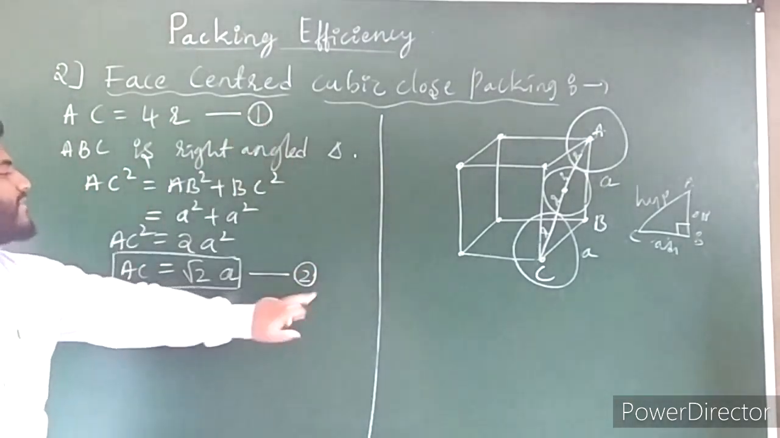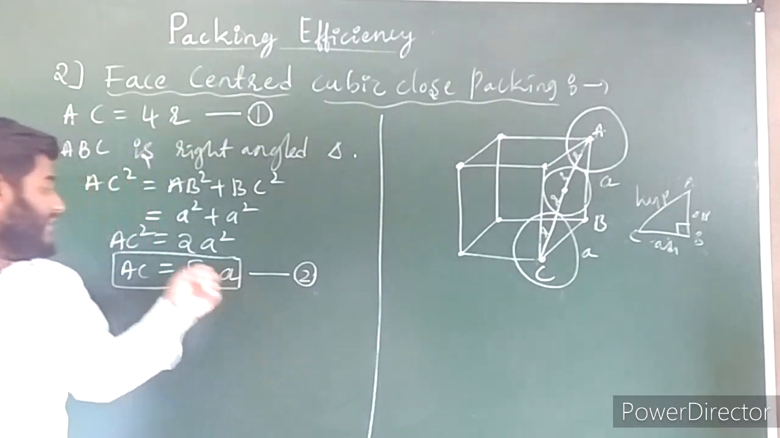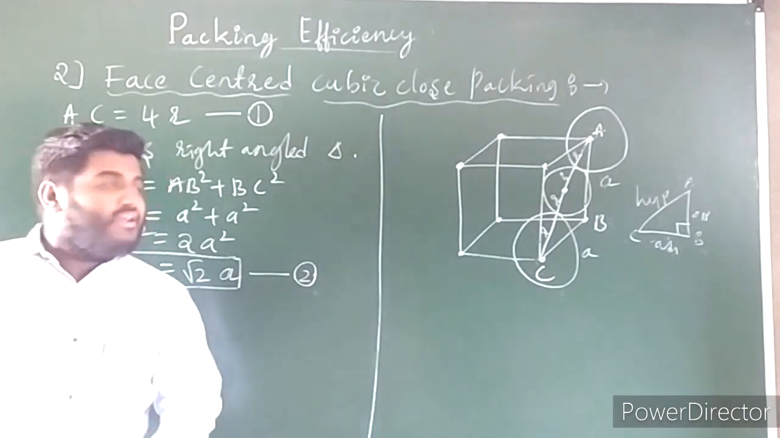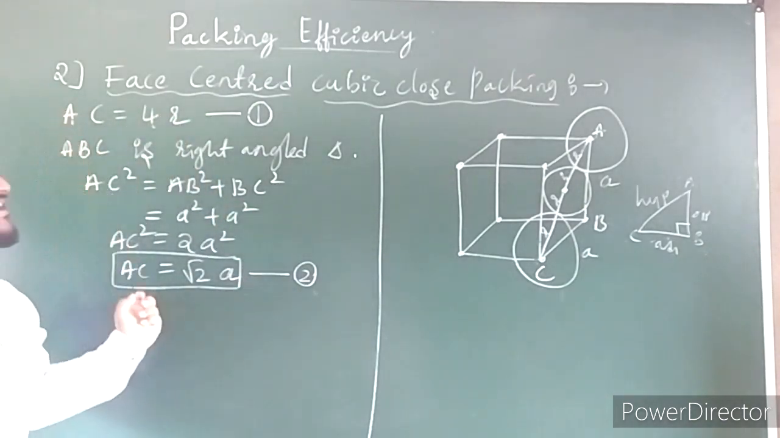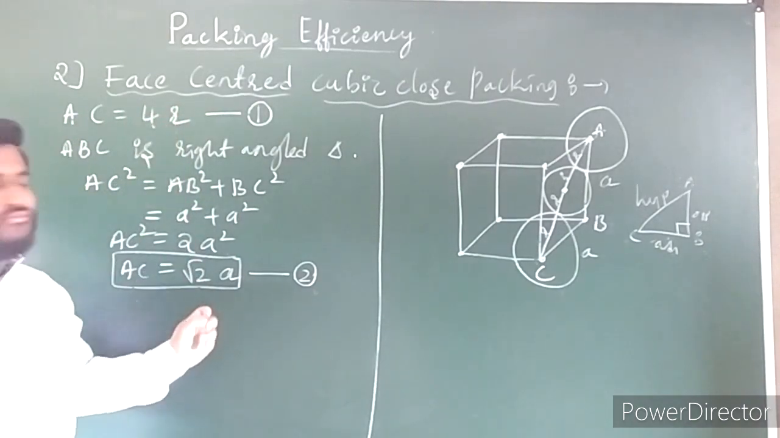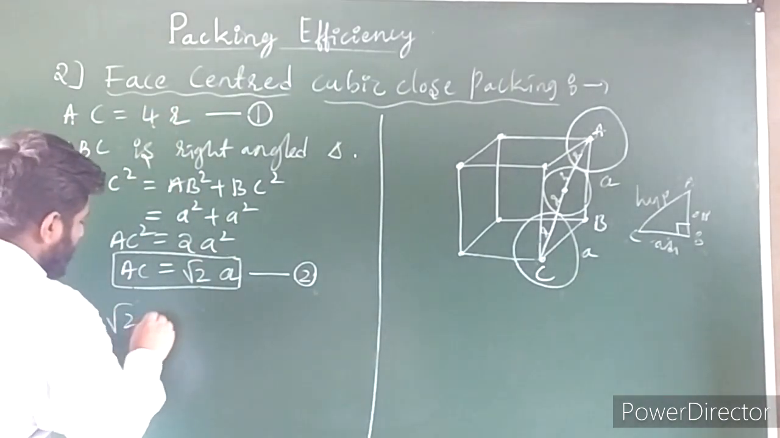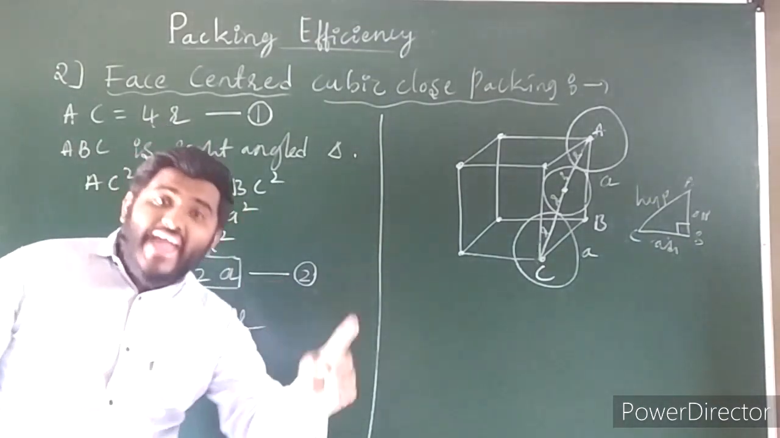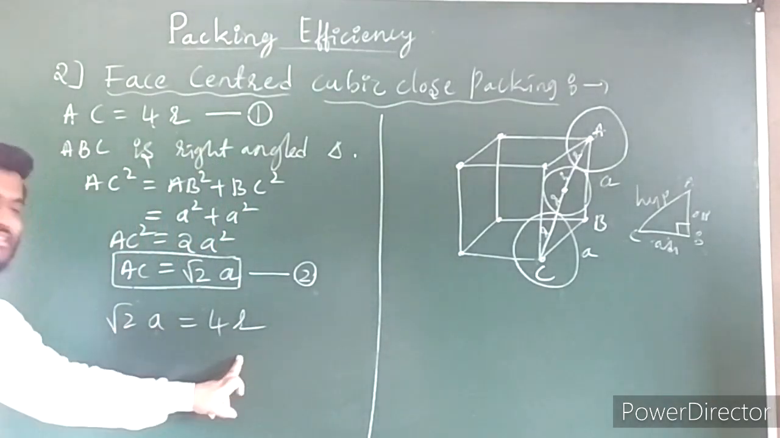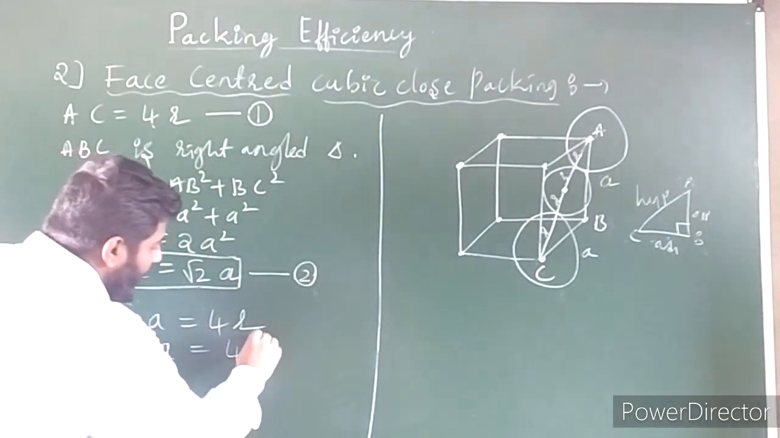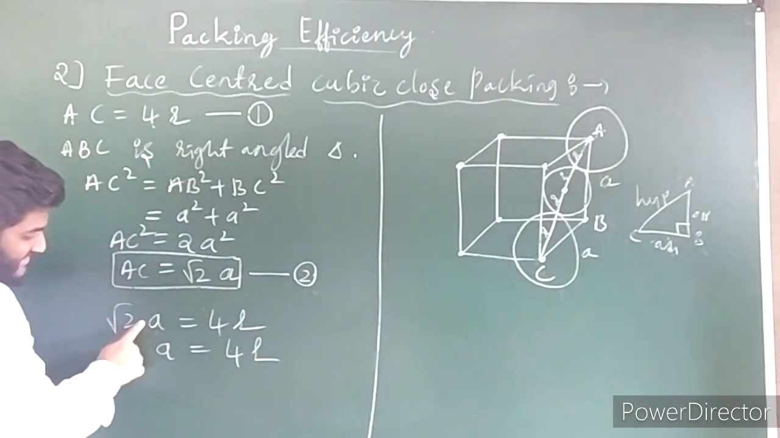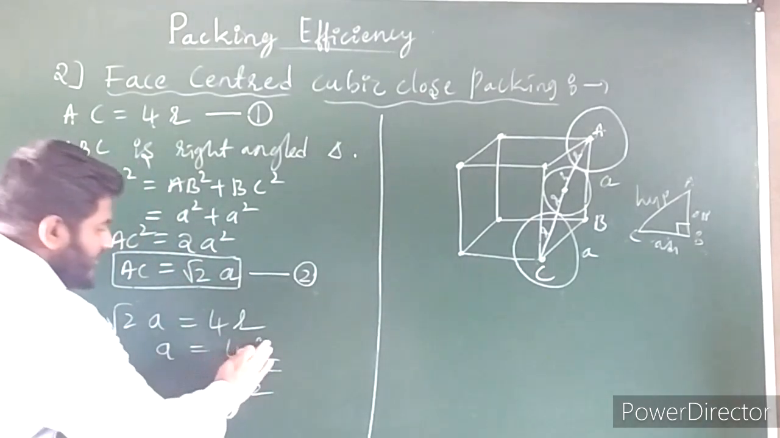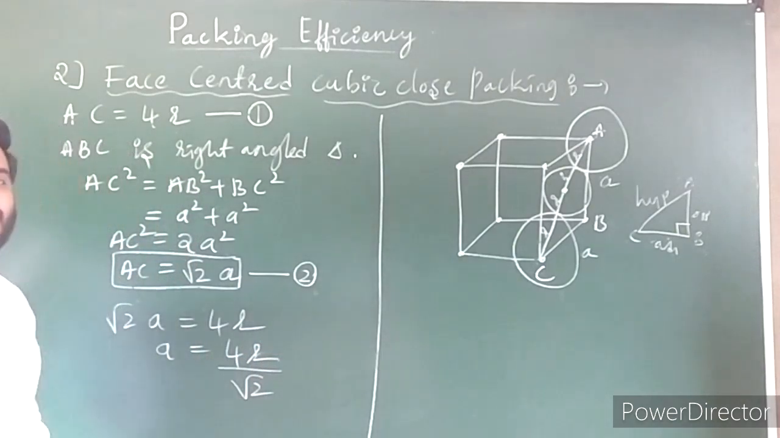From 1 and 2, carefully see here, AC is equal to 4R and AC is equal to root 2 a. The left side is AC in both, and if the left sides are the same, the right sides must also be equal. Therefore root 2 a is equal to 4R. In all cases, what do we have to find out first? We have to find a. Keep a as it is and take root 2 to the other side. It becomes a is equal to 4R divided by root 2. Here root 2 is in multiplication, and when it comes to this side it becomes divide. This is R, not L.